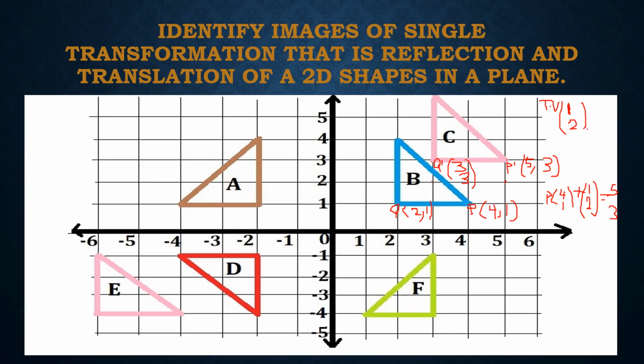Good. Now let's do the calculations. When you add the translation vector to the point Q, can you get Q prime? We have the point Q, which is 2 and 1, plus 1 and 2. When you add them, you get 3 and 3. Are you okay? Good. So it's obvious that shape B is a translation of shape C. Okay, good.